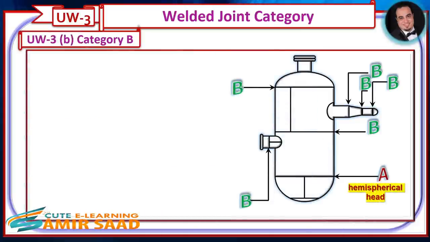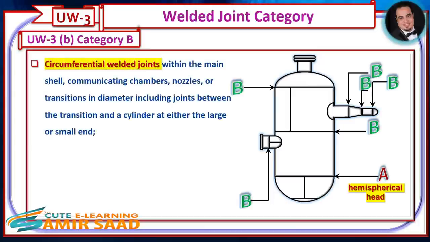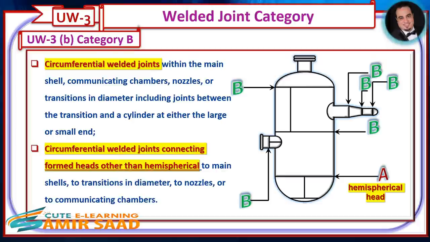UW-3(b), Category B. Circumferential welded joints within the main shell, communicating chambers, nozzles, or transitions in diameter, including joints between the transition and a cylinder at either the large or small end. Circumferential welded joints connecting formed heads other than hemispherical to main shells, to transitions in diameter, to nozzles, or to communicating chambers.